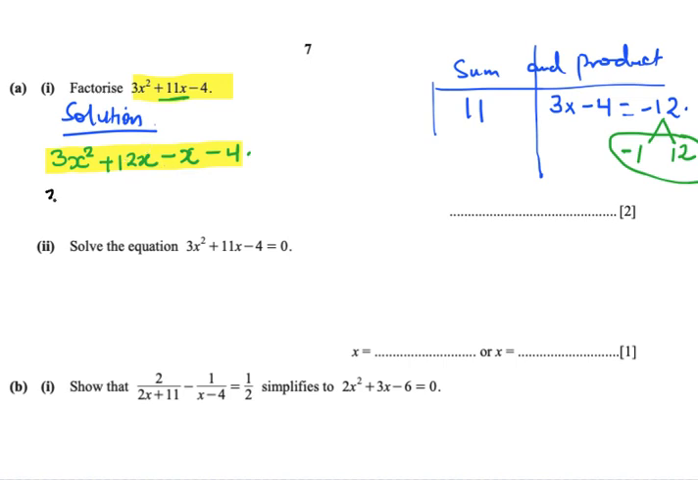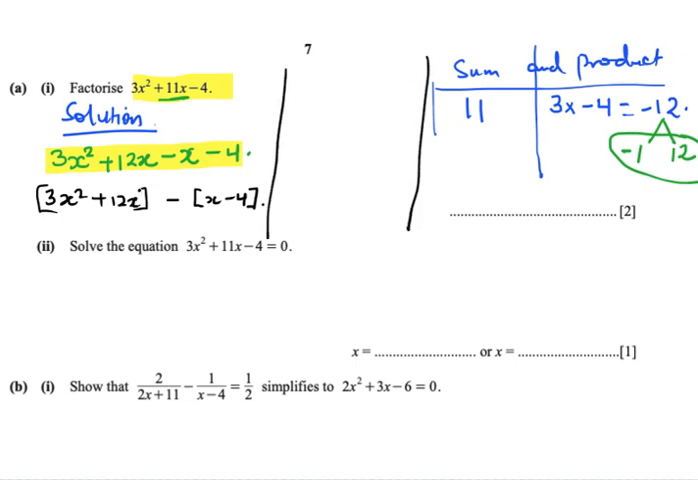So it will be 3x squared plus 12x. Alright, this is one block. And then we shall have another block, x minus 4. Alright, so we are going to factorize this. So in this first block, what is common is 3x. Okay, and inside the bracket we shall remain with 3x and then plus 4.